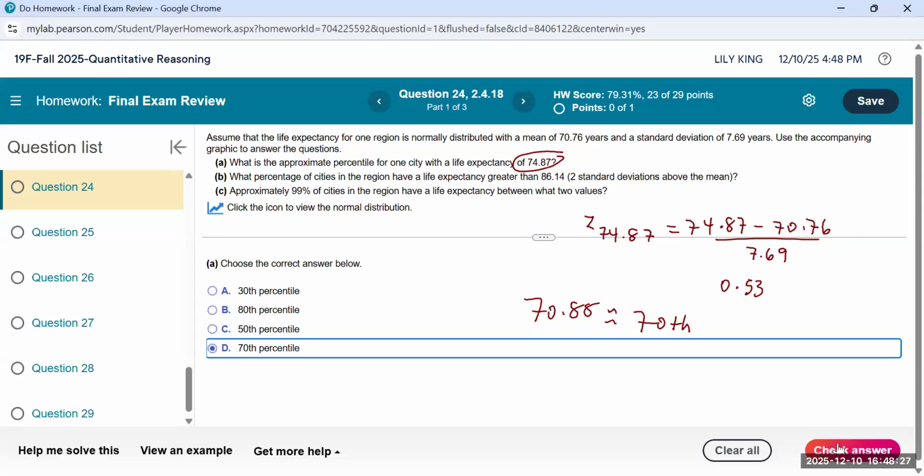All right, so if you have 0.53, you go to your z-score chart and find the z-score value on the table that is closest to your calculated z-score. The z-score 0.55 is closest to 0.53, and the probability for 0.55 is 0.7088, which is the 78th percentile.